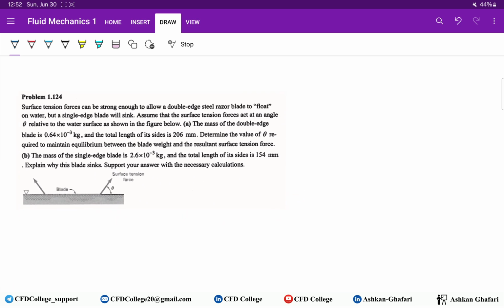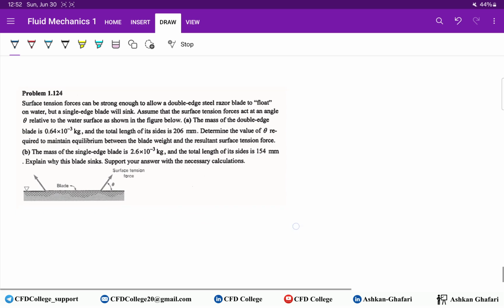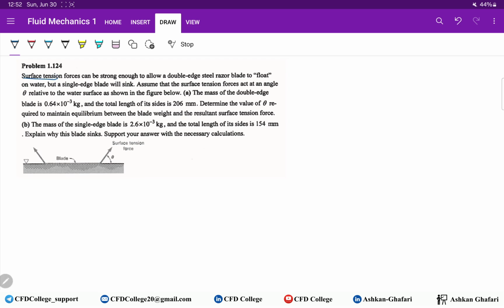Okay, this is the last problem. We are dealing with surface tension in this problem. Surface tension forces can be strong enough to allow a double-edged steel razor blade to float on water. But a single-edged blade will sink. Assume that the surface tension forces act at an angle theta relative to the water. So this is the surface tension force acting at an angle theta. It's not horizontal or vertical.